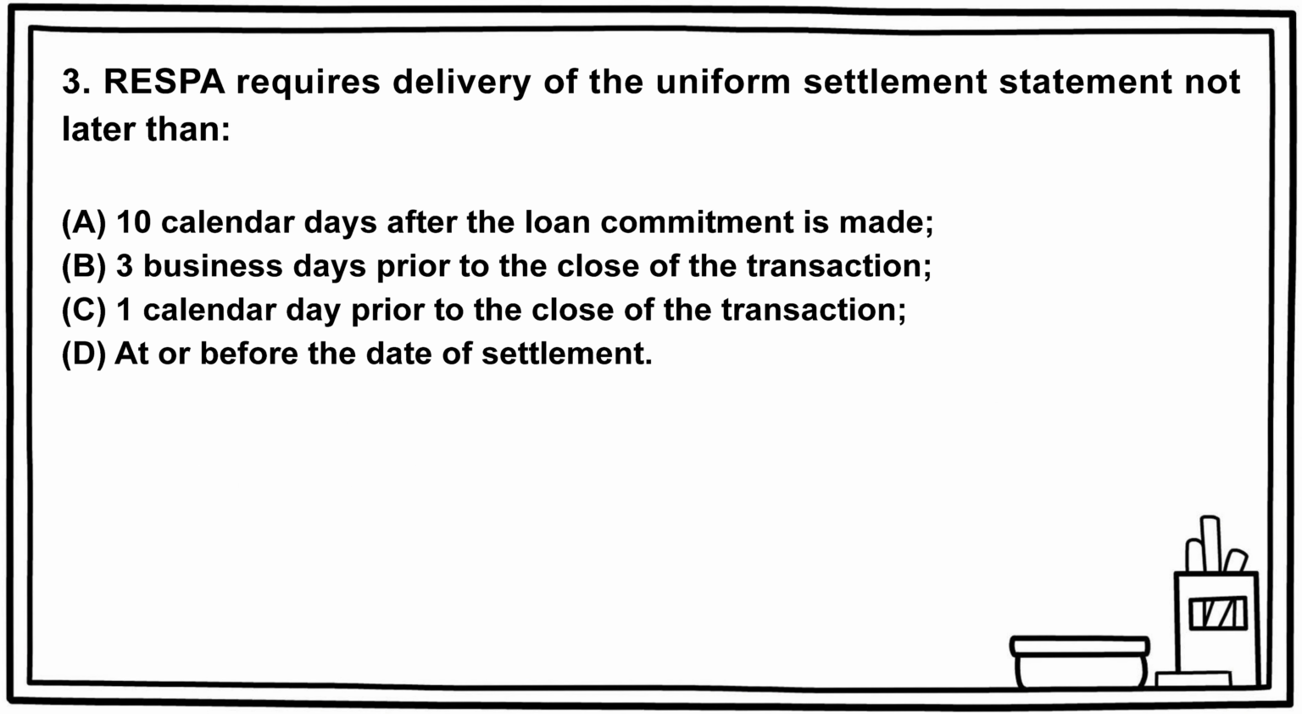3. RESPA requires delivery of the Uniform Settlement Statement not later than A. 10 calendar days after the loan commitment is made. B. 3 business days prior to the close of the transaction. C. 1 calendar day prior to the close of the transaction. D. At or before the date of settlement.